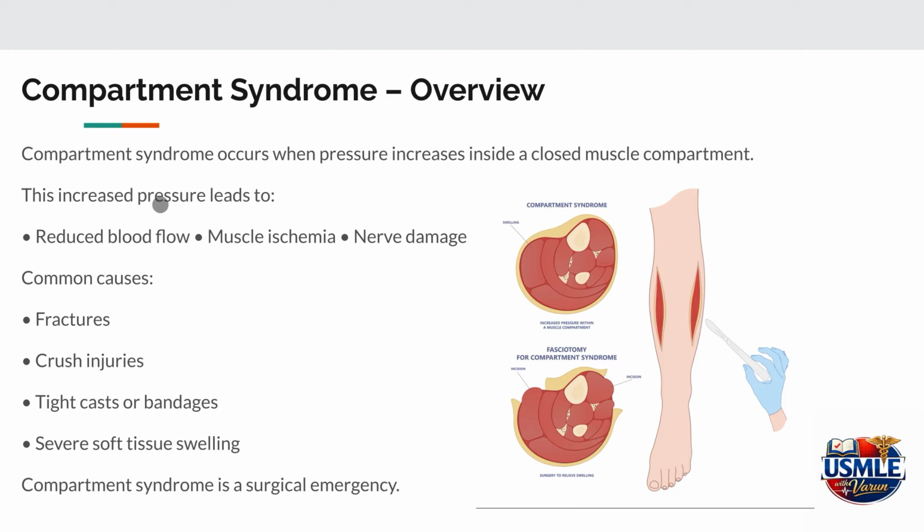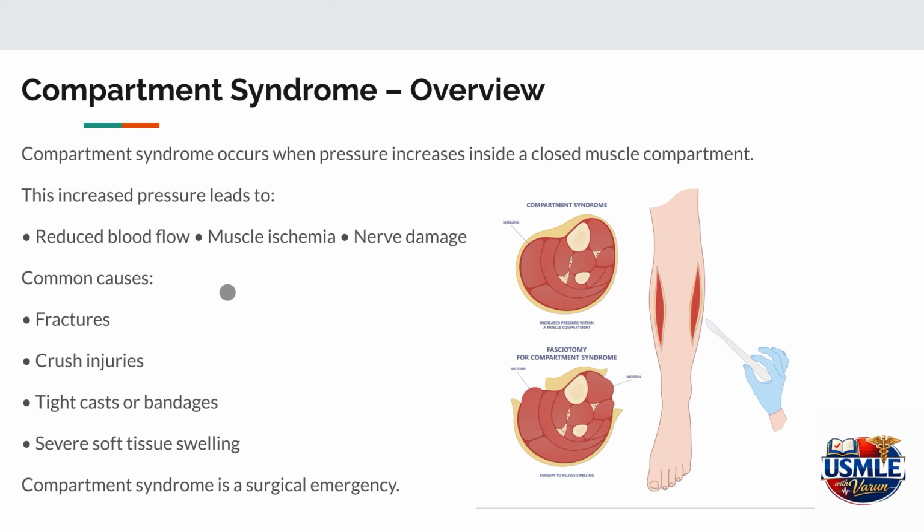These compartments are surrounded by rigid fascial layers that cannot expand easily. Whenever swelling or bleeding occurs inside the compartment, the pressure rises and compresses the blood vessels that supply the muscles and nerves. As a result of the compression of the blood vessels, tissue perfusion decreases and the muscle begins to suffer from ischemia.